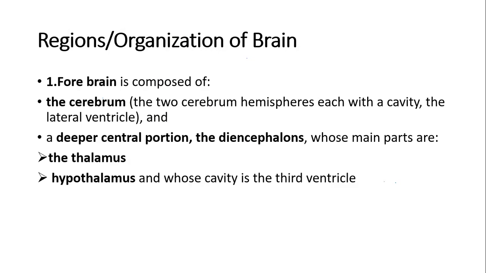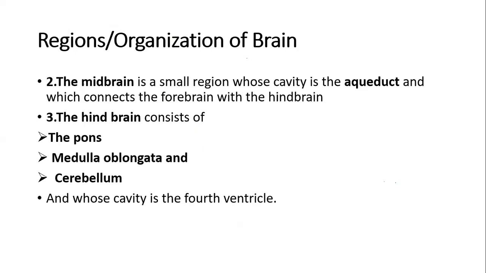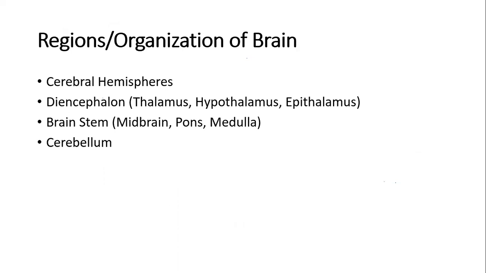The forebrain is composed of the cerebrum. So the two cerebrum hemispheres, each with a cavity, the lateral ventricle. So the cerebrum has two hemispheres. There are two, they are paired. A deeper central portion, the diencephalon, whose main part is the thalamus and hypothalamus, whose cavity is the third ventricle. Then the midbrain is a smaller region whose cavity is the aqueduct and which connects the forebrain with the hindbrain. The hindbrain consists of the pons, medulla oblongata, and cerebellum, and whose cavity is the fourth ventricle.